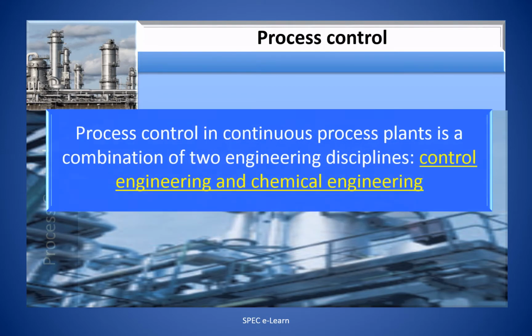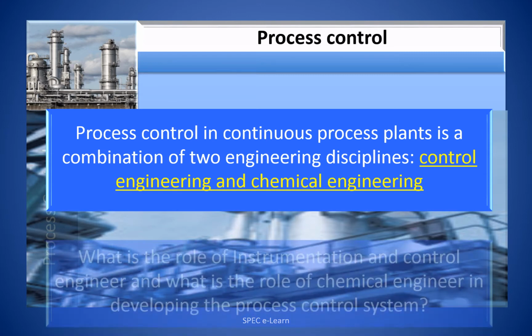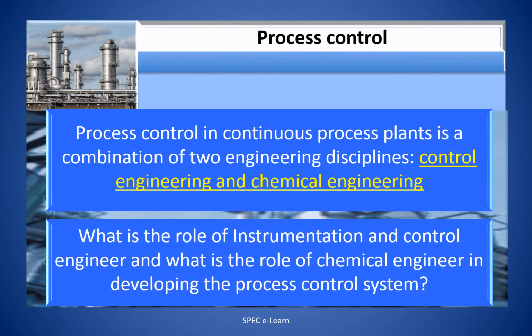Process control in a continuous process plant is a combination of two engineering disciplines, control engineering and chemical engineering. What is the role of instrumentation and control engineer, and what is the role of chemical engineer in developing a process control system?